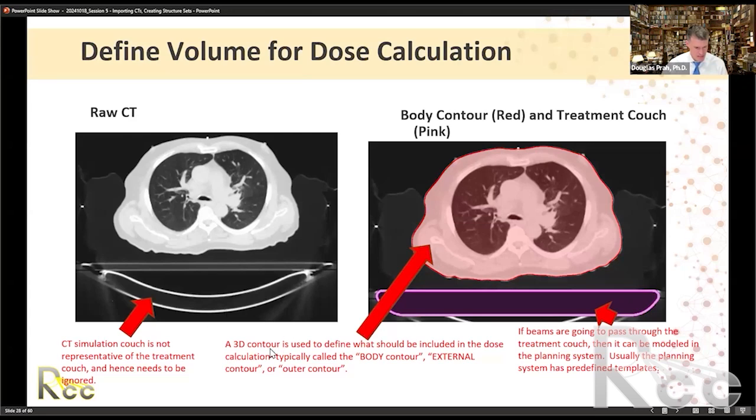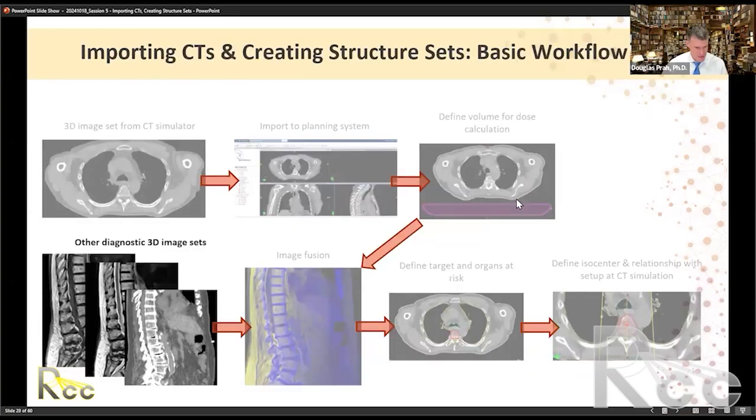The other thing is the 3D contour needs to be put on. It's important that the 3D contour is accurate and includes all of the tissue that you want to calculate the dose. If I were to cut this contour short, I would be missing the attenuation of that tissue, which would be problematic. We wouldn't want that. Okay.